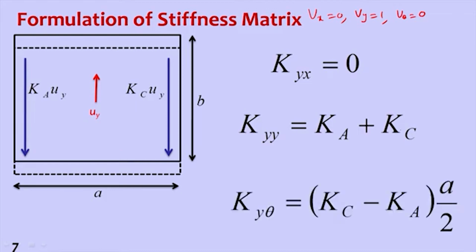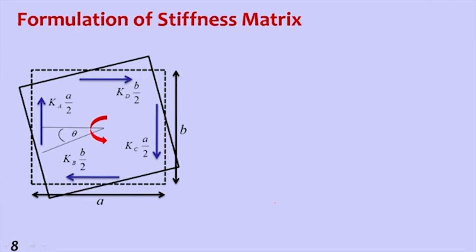And then along theta axis, again along this direction we need to, so kc into a by 2, this is a, so half of a is a by 2. So kc into a by 2 minus, this is anti-clockwise direction, ka into a by 2, this is ky theta. So this is second column of stiffness matrix. Now when it comes to third column of stiffness matrix, how do we generate that?